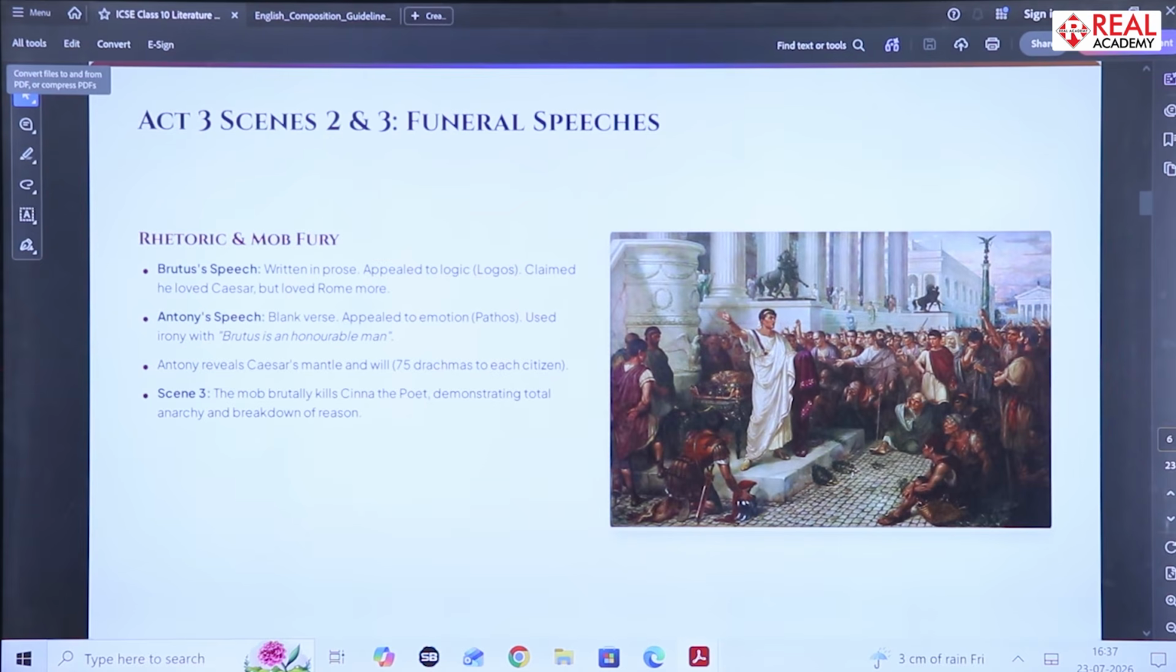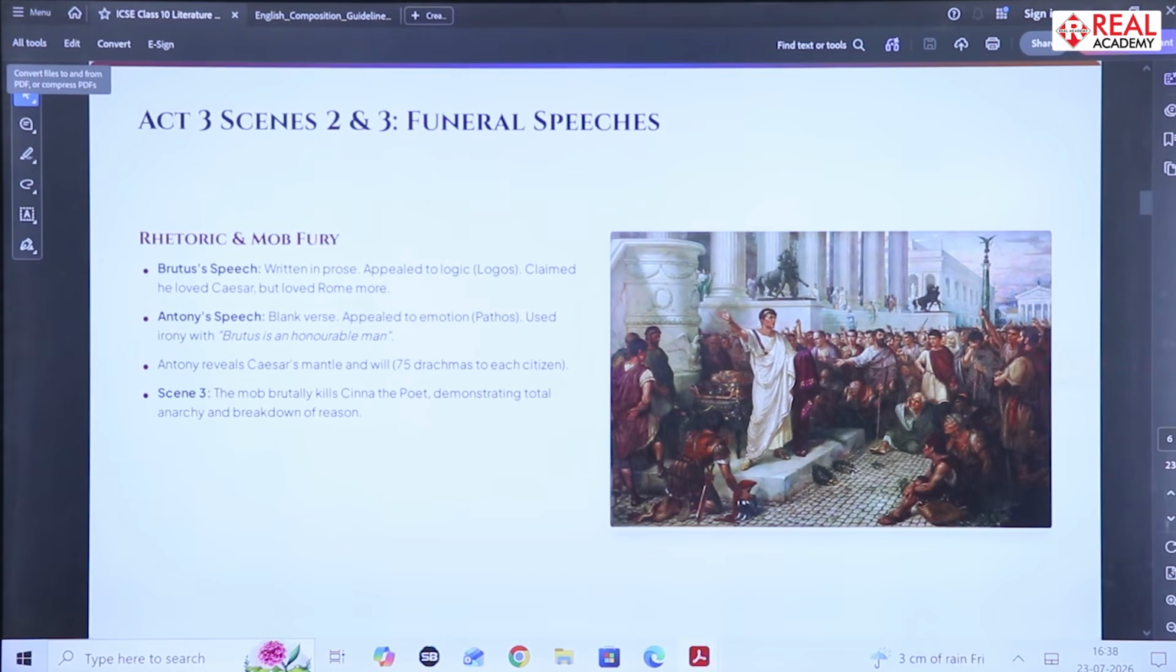His speech is logical, brief, and based on reason. The crowd is convinced and praises Brutus, even suggesting that he should become the next ruler of Rome. Brutus then allows Mark Antony to deliver Caesar's funeral speech, believing Antony will not oppose the conspirators. Antony's speech, in blank verse, appeals to emotions and uses irony with "Brutus is an honorable man."